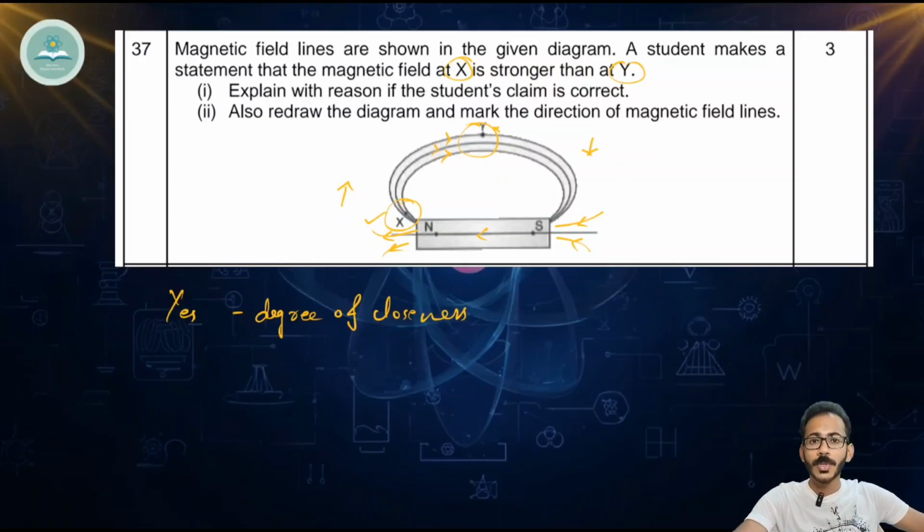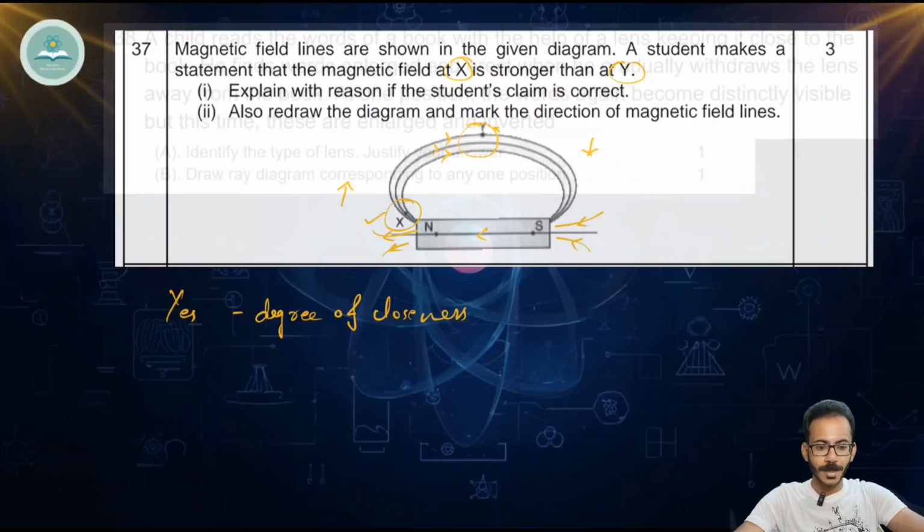Now we'll go to question number 38. 38 is asked from the light chapter, the applications of light chapter, where we'll have to use a lens formula or mirror formula to find out the answer. Let's do some questions related to that.